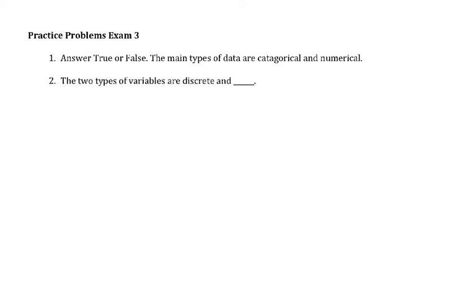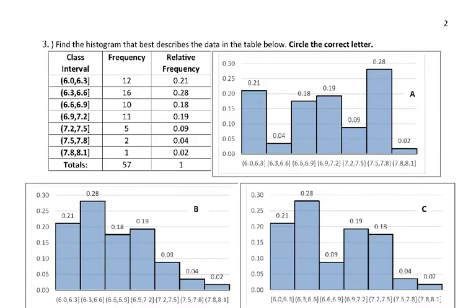The first question here is a true-false question. The main data types are categorical and numerical, and that is true. And then the two types of variables are discrete and what? Well, that would be continuous. Okay.